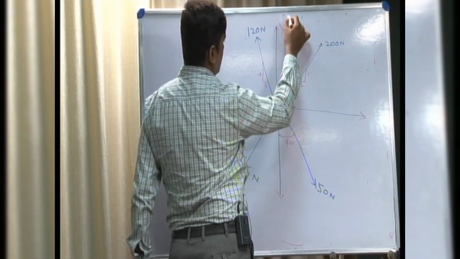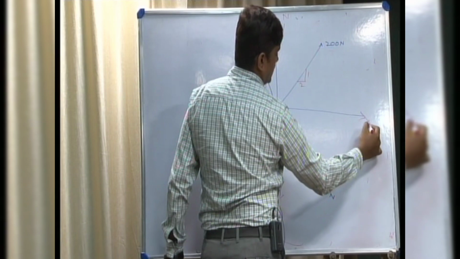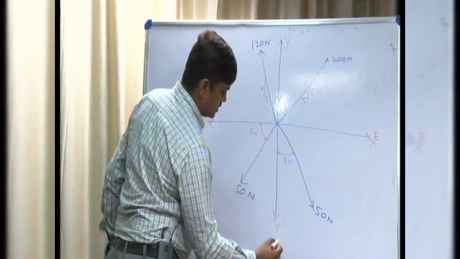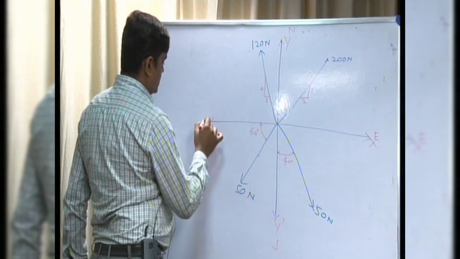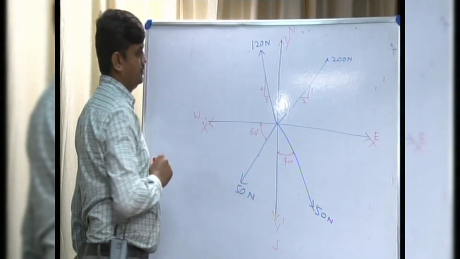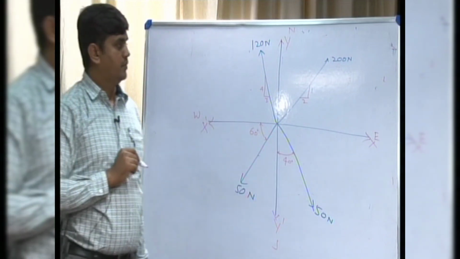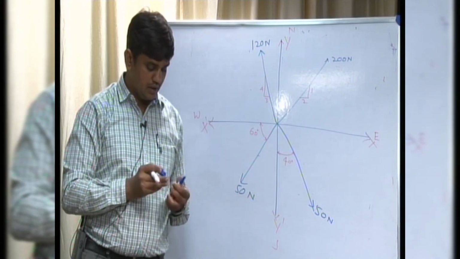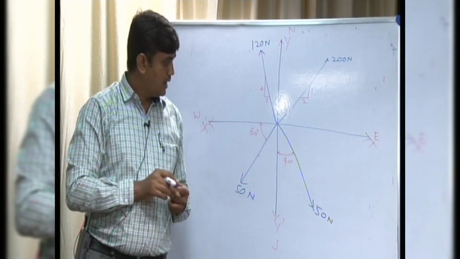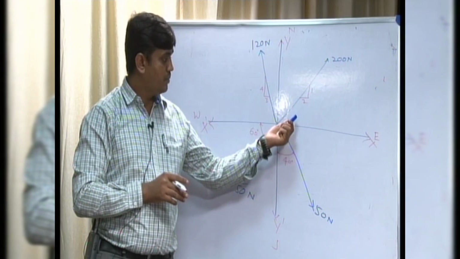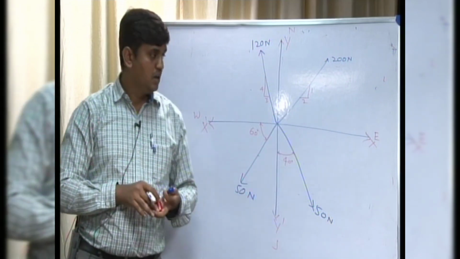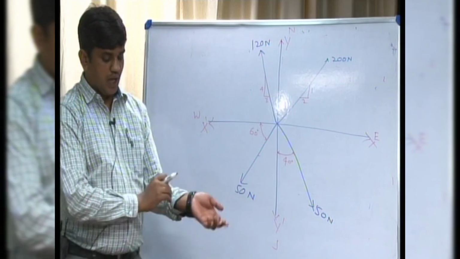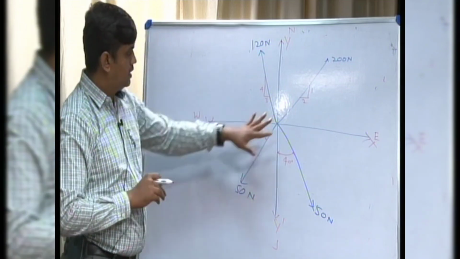Y north, X east, Y dash south, X dash west. The difference between the previous problem and this problem is that in the other problems all angles are mentioned with a particular force in a particular quadrant. Here, angles are not mentioned. We have to calculate the angle with the particular force.